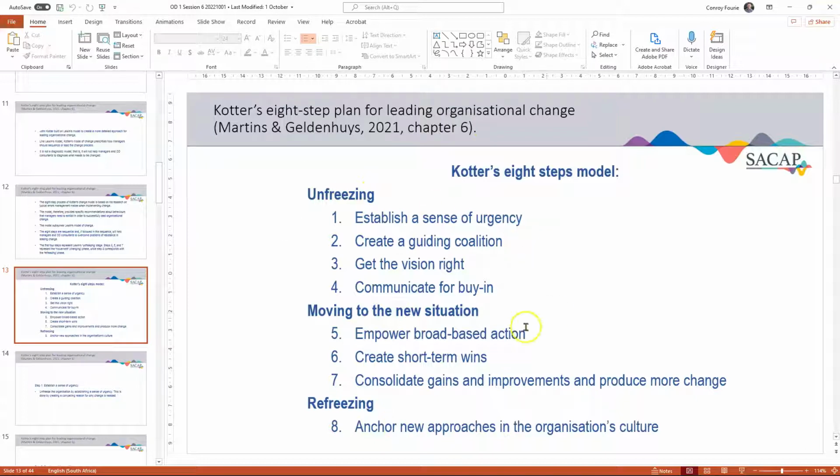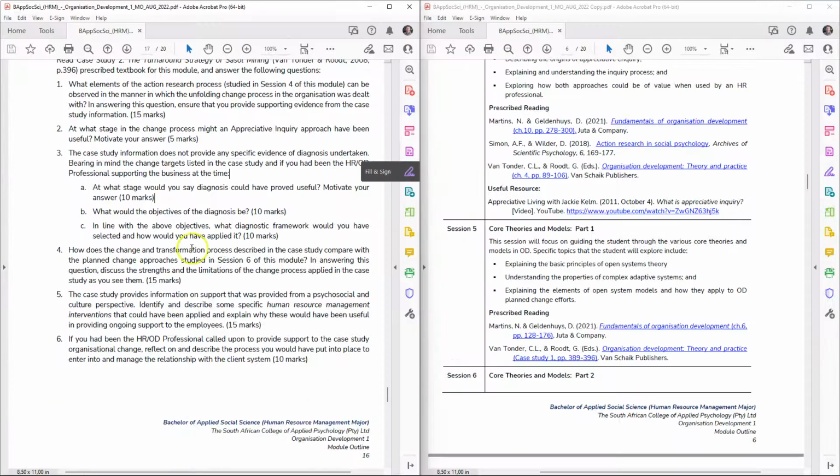Okay, and there's a lot of practice behind this theoretical model, and this model has been used countless times in organizational change processes in one form or the other. So you will be comparing the case study process against this for that particular question. So let's get back to the question, which is number 4.